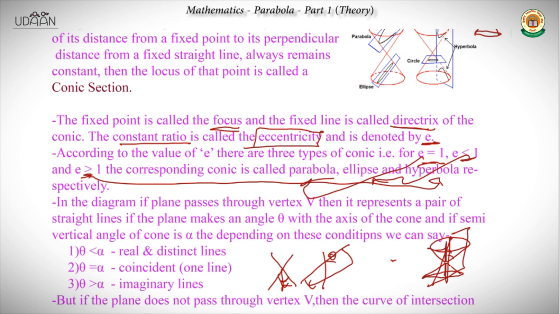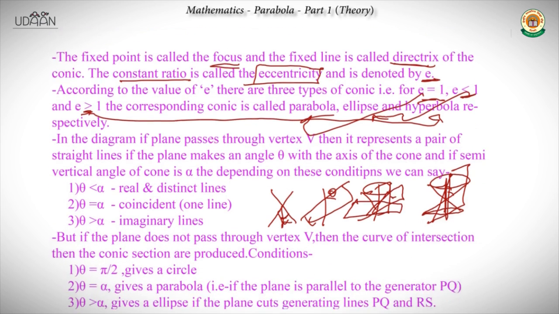That is because the plane cuts the cone at two real lines. If we take the half section of the cone, it will really cut the plane. If theta equals alpha, then it is on the surface of the cone, like this, so only one line is formed. Both the lines are actually coincident. And if you take it in such a direction, it will not cut at any points, so we can say that imaginary lines are formed.